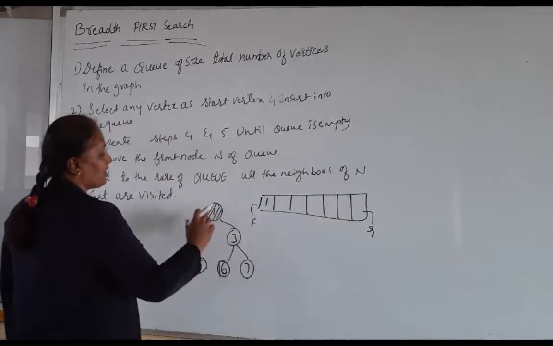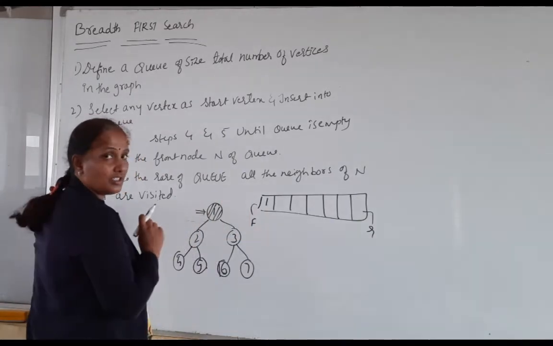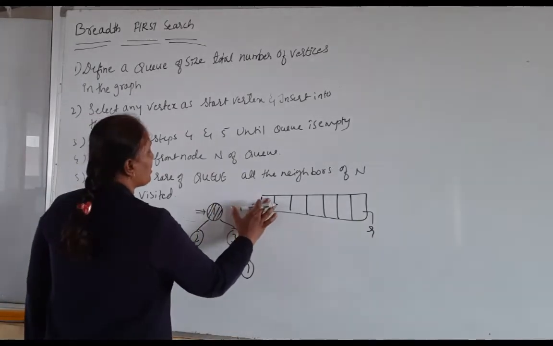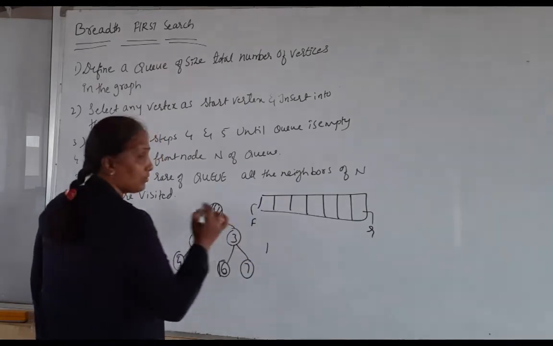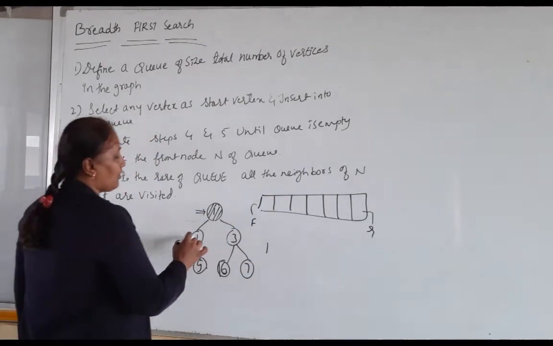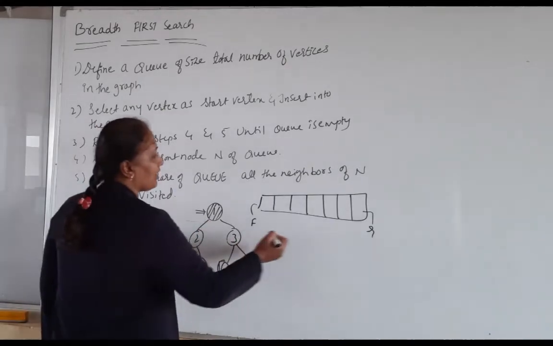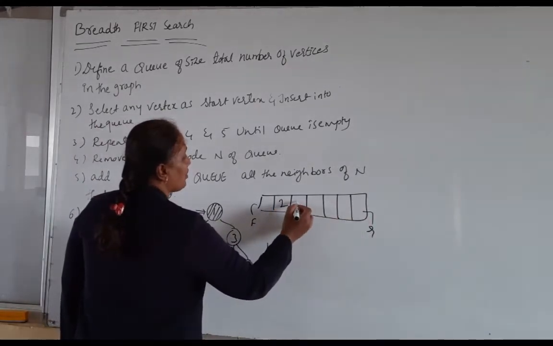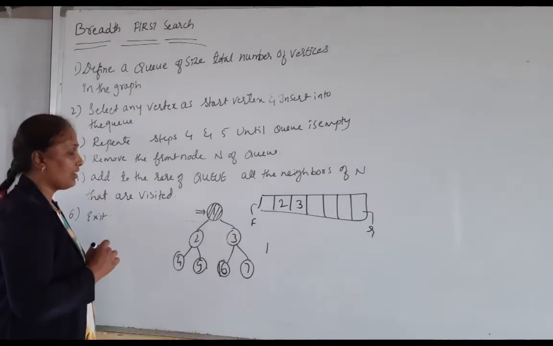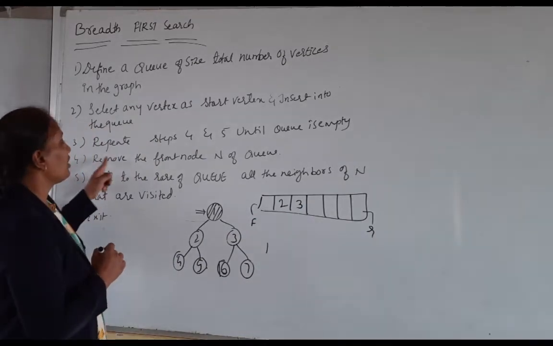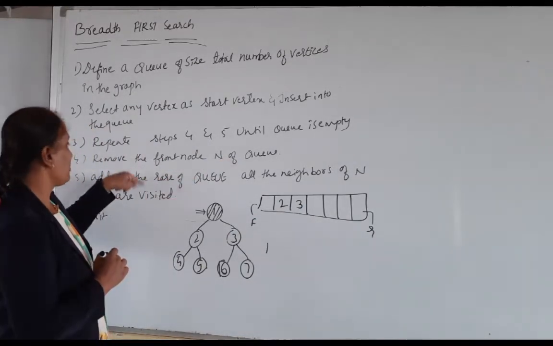So in the first step, I entered the visited vertex. Next, according to the third step, I delete this from the queue. Then I make an entry of the neighbors of 1. What are the neighbors of 1? 2 and 3, from the rear. So 2 and 3 will come here. Next, after that, remove the front node n. So you are going to repeat these two steps.